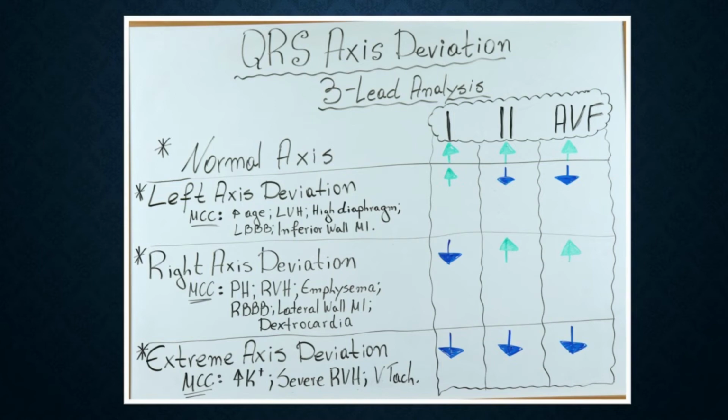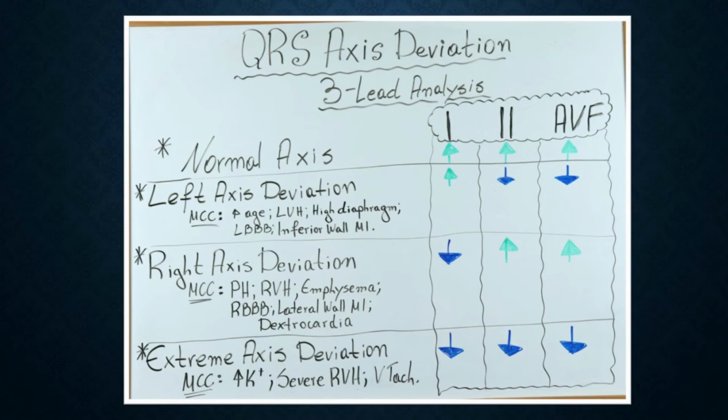AVF. The most common causes include left ventricular hypertrophy, which by the way can be a normal finding in the elderly, conditions that push up the diaphragm like pregnancy, ascites, abdominal tumors, as well as left bundle branch block and inferior wall MI. This of course is not a complete list.